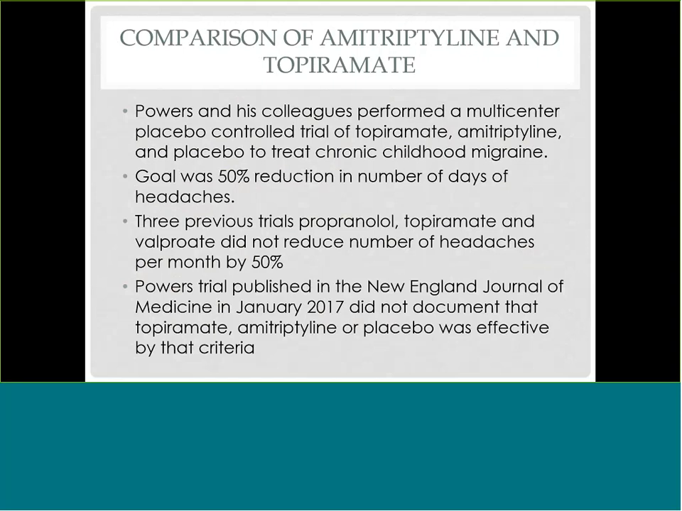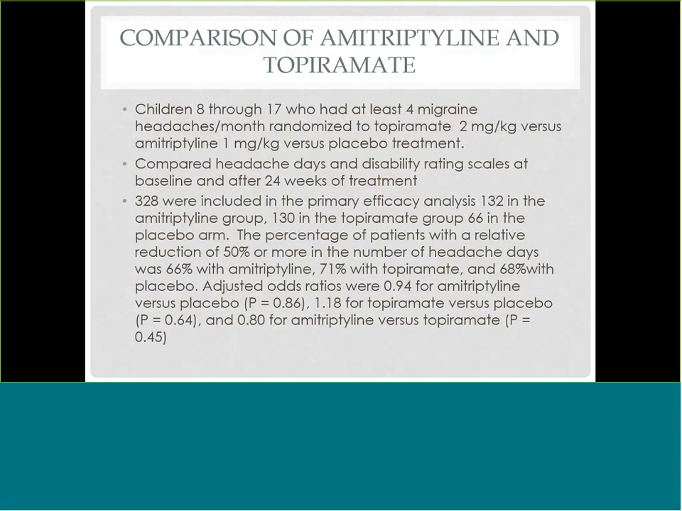There was another more recent study that came out in 2017 in the New England Journal of Medicine. This was the CHAMP study by Powers and colleagues. This was a multi-center placebo-controlled trial of topiramate, amitriptyline, and placebo to treat chronic childhood migraine. The goal was to obtain a 50% reduction in the number of days of headaches, and the effect was assessed 24 weeks after treatment was started. The bottom line was that this trial did not document a significant difference between topiramate, amitriptyline, or placebo.